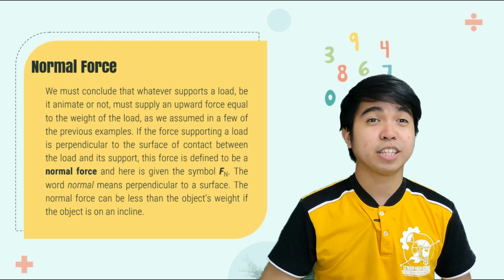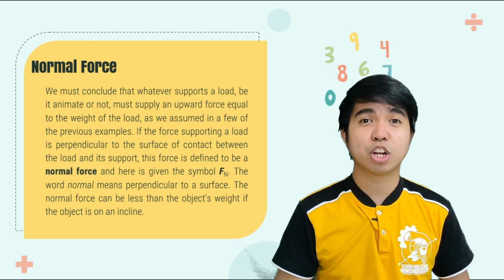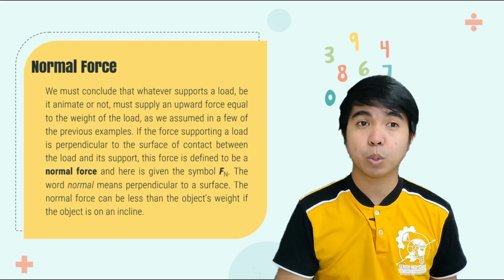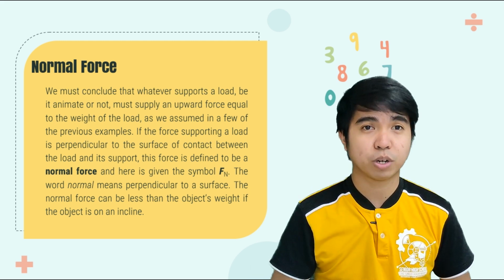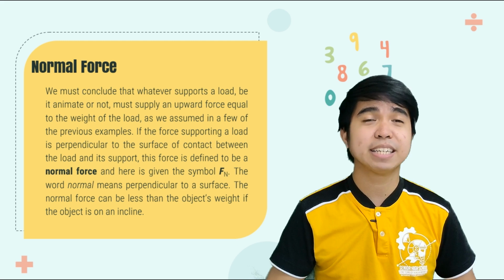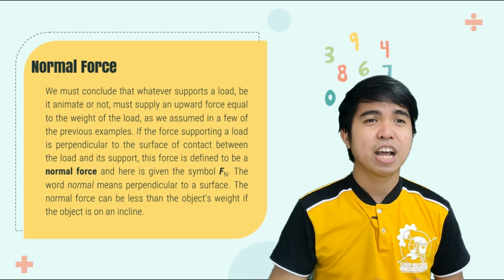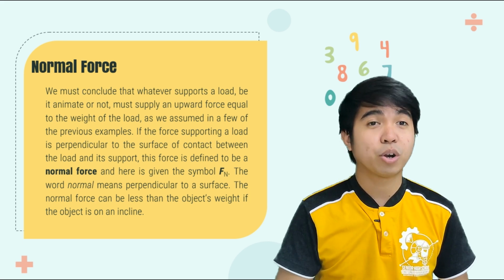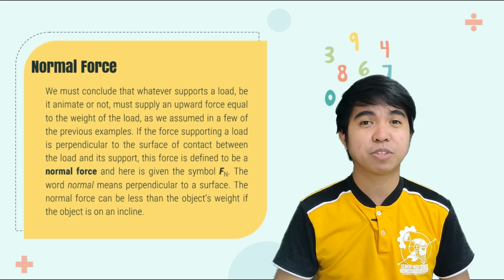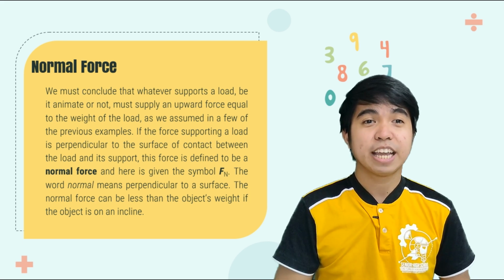If the force supporting a load is perpendicular to the surface of contact between the load and its support, this force is defined to be a normal force, and here is given by the symbol F sub n. The word normal means perpendicular to a surface. The normal force can be less than the object's weight if the object is on an incline.